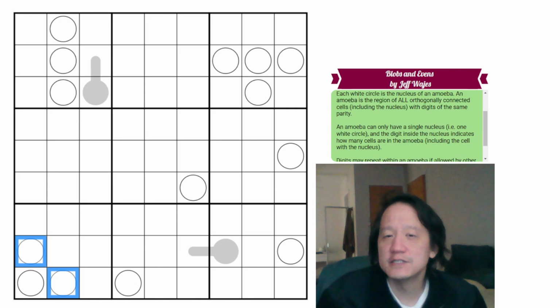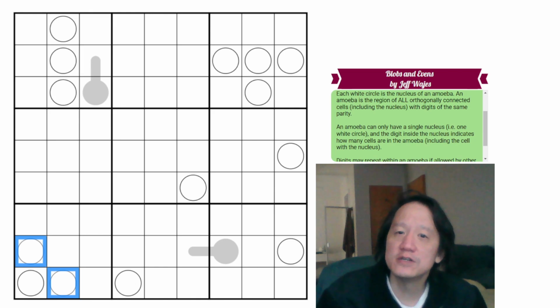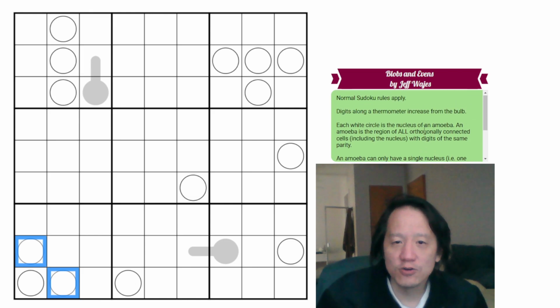Now take that easiness with a grain of salt because it's considered easy by the people on the Logic Masters Germany forum, and there's a lot of really smart people there. Anyways, today's puzzle is called Blobs and Evens by Jeff Wajes. And I guess that's the play on odds and evens, but it's blobs and evens. And here are the rules.